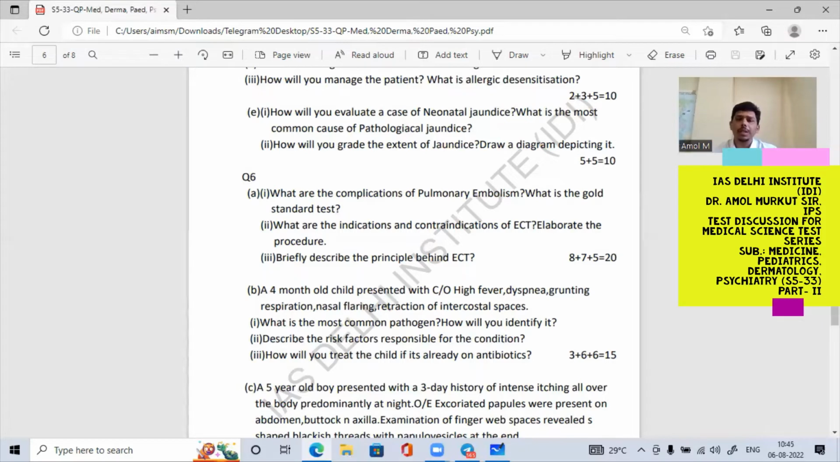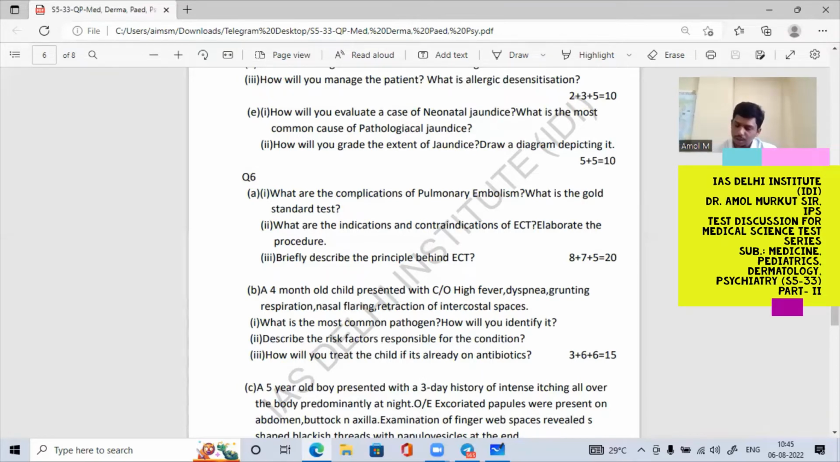Gold standard test is D-dimer test. Why D-dimer? Because if there is no D-dimer, there is no embolism. Because D-dimer is a degradation product of fibrin. When will fibrin degradation occur? If there is thrombus. So presence of D-dimer is the most important test for diagnosing pulmonary embolism.